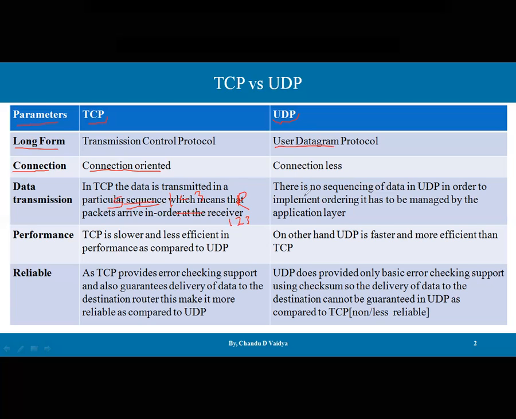But in terms of UDP, there is no sequencing available. Any packet, any datagram can be delivered out of order. The order is not required, and it is managed by the application layer. So this is what the data terms are.